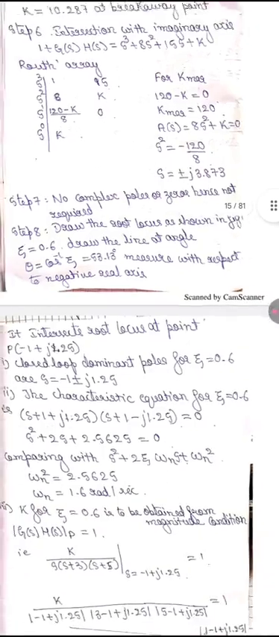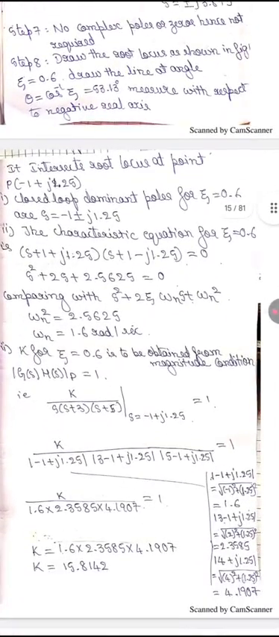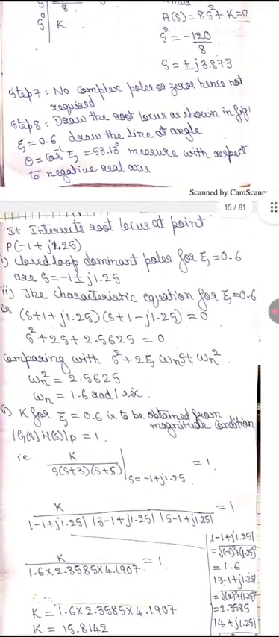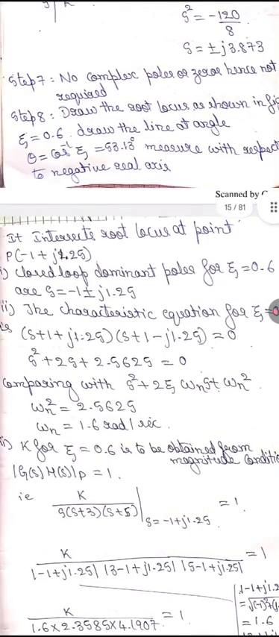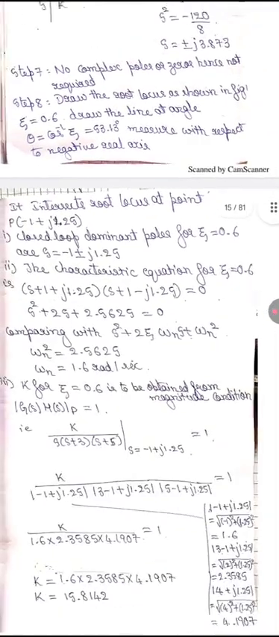So after completion of step 7, you need to draw the root locus as shown in the figure. Zeta is equal to 0.6, they have given. So for that we need to draw the angle. Before drawing the angle, theta is equal to cos inverse of zeta. What we get is 53.13, measured with respect to the negative real axis.